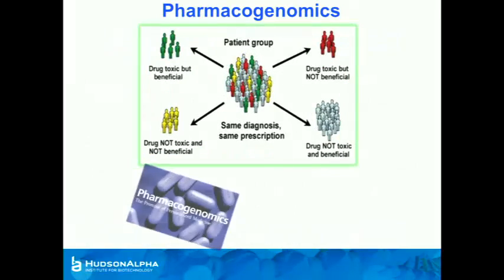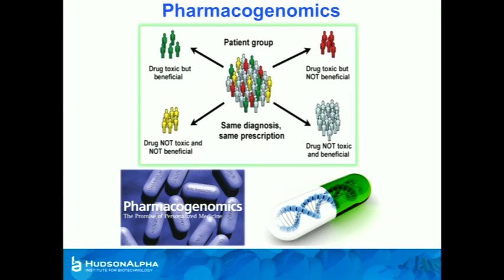So pharmacogenomics, you're familiar with this. There are 4 different ways you can have an outcome. The drug's toxic but beneficial. The drug's toxic but not beneficial. The drug's not toxic and beneficial, and the drug's not toxic and not beneficial. So this happens in every single drug that you give. And you're going to be shocked as I show you some numbers around this.